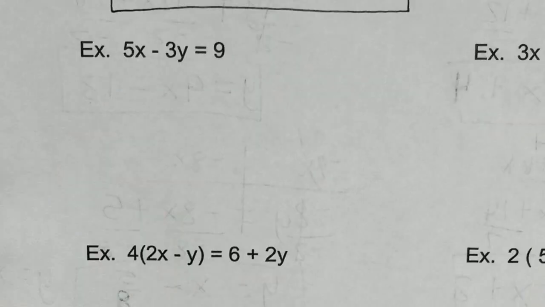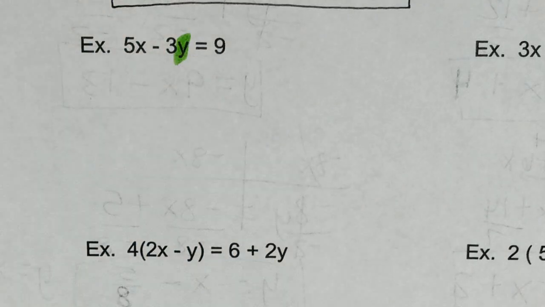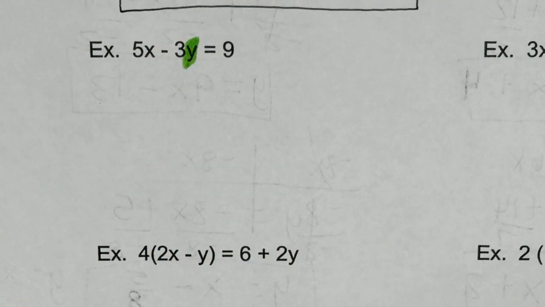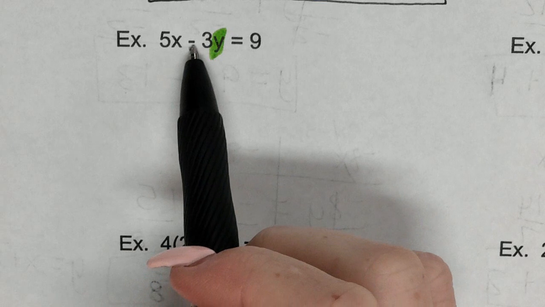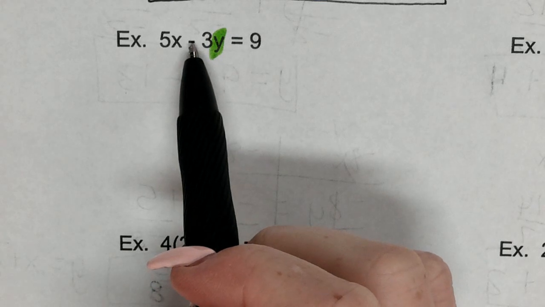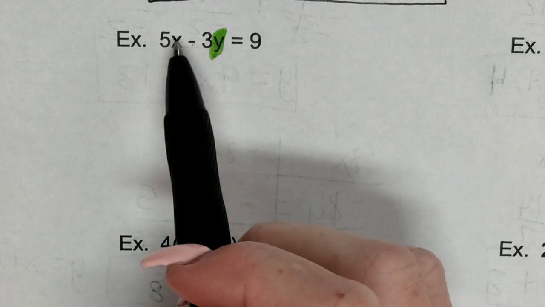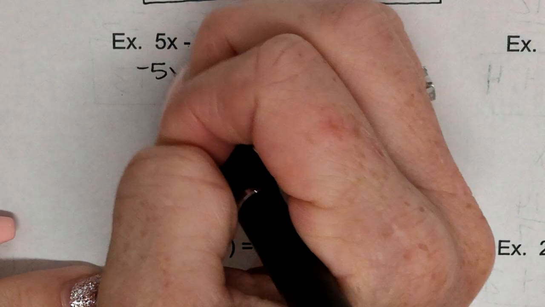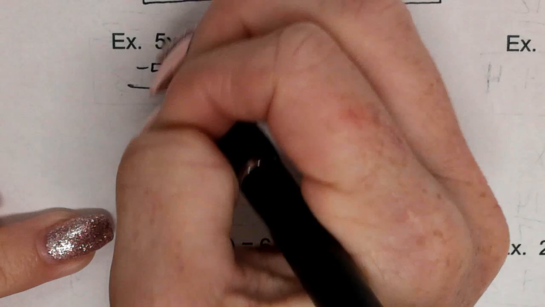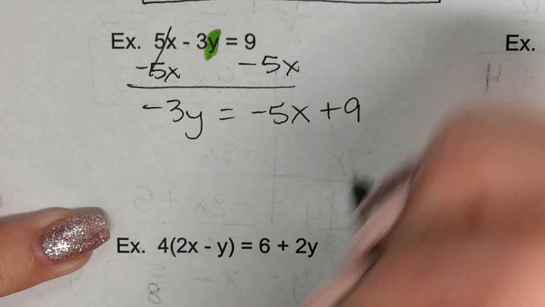All right, let's go do the next one. I'm solving for y. How am I going to get rid of that 5x? Ooh. What made him say plus? What do y'all think? This minus sign right here. What does that minus sign belong to, though? The 3y. So if I want to get rid of a positive 5x, I have to subtract 5x. So I have negative 3y equals negative 5x plus 9.